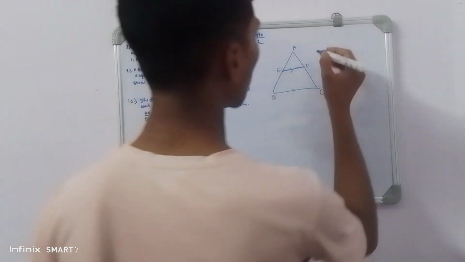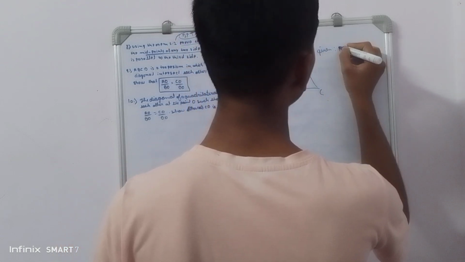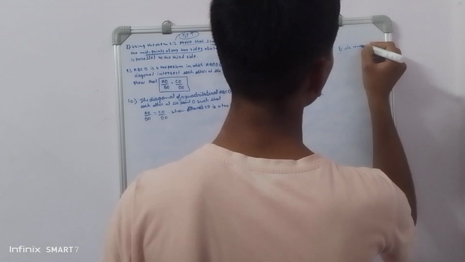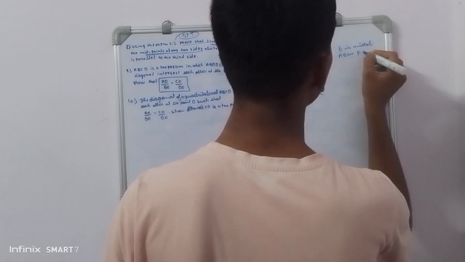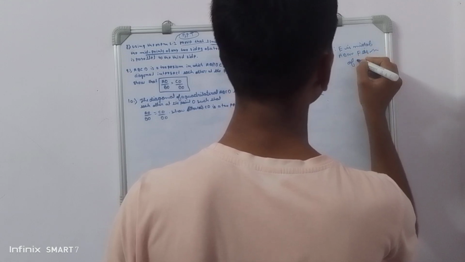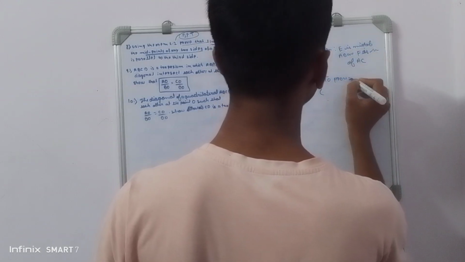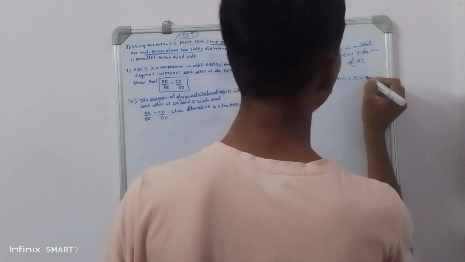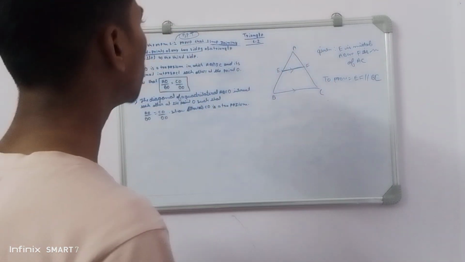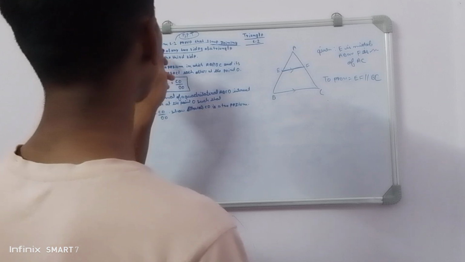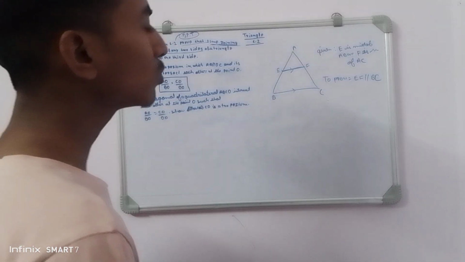So what is given? In the question we are given that E is the midpoint of AB, and F is the midpoint of AC. What do we have to prove? We have to prove that EF is parallel to BC. So how will you prove it? You have to prove it using the BPT theorem, as the question says, or rather the converse of BPT.